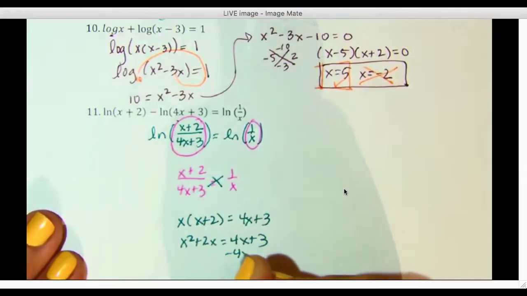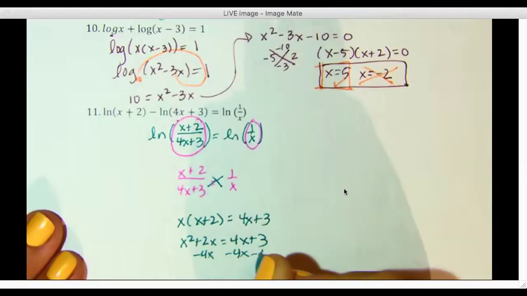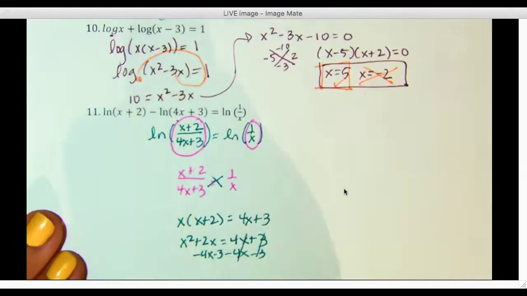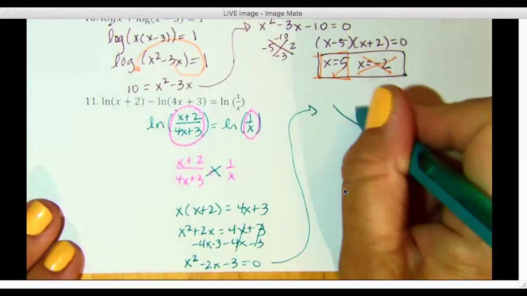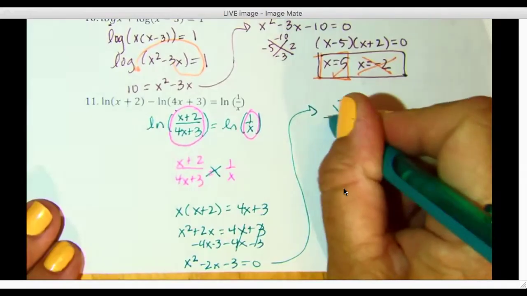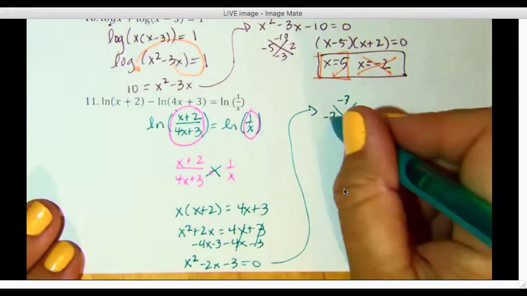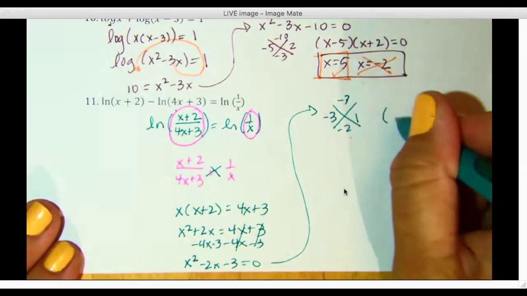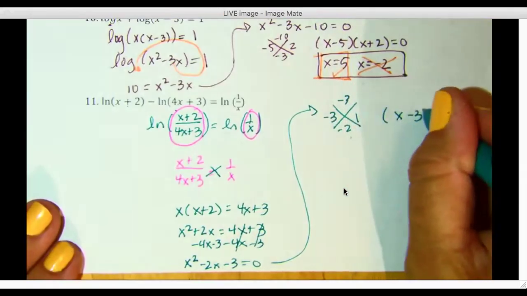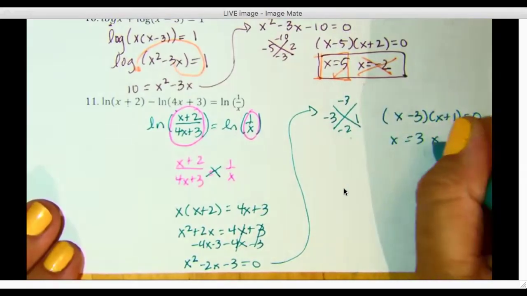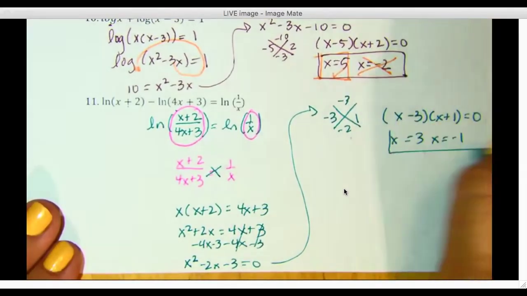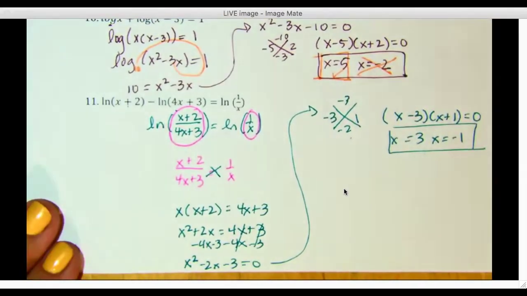And I can subtract 4x and subtract 3 from both sides. And I get x squared minus 2x minus 3 equals 0. And I can go ahead and factor and solve. So -3 and +1 multiply to -3 and add to -2. So x minus 3 and x plus 1 equals 0, x equals 3, and x equals -1. And once I get to that point, I need to go ahead and check them.